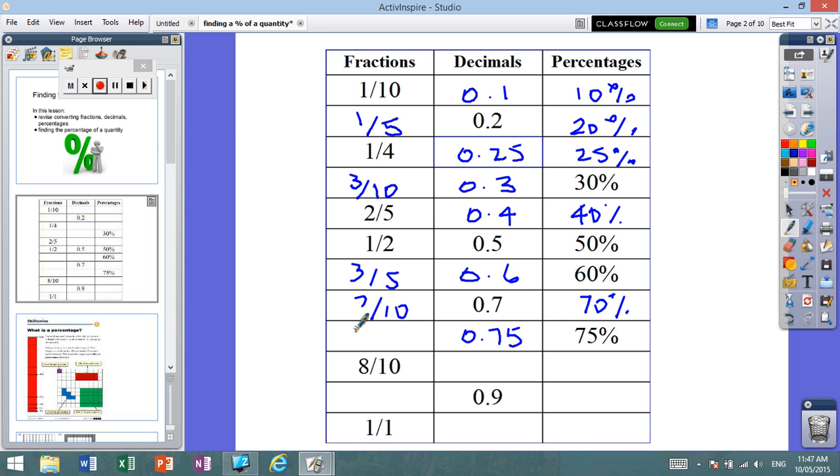0.75 and 3/4. Okay, we've got 0.8, and that can also be seen as 4/5, and it is 80%. And then we have 9/10, 0.9 or 90%, and of course we've got 1 over 1, which is the same as 1.0, it's just 1, and of course when we look at our percentages it ends up being 100%. So hopefully you got those and you're feeling quite comfortable in changing from fractions to decimals to percentages again.